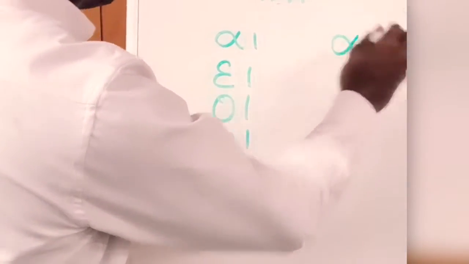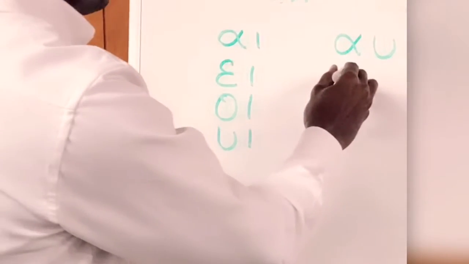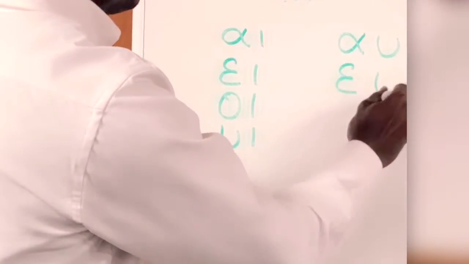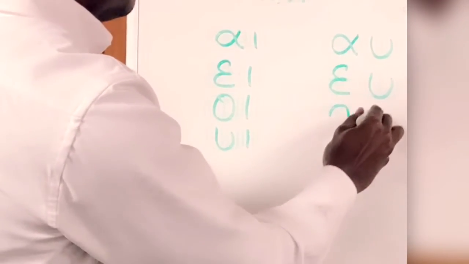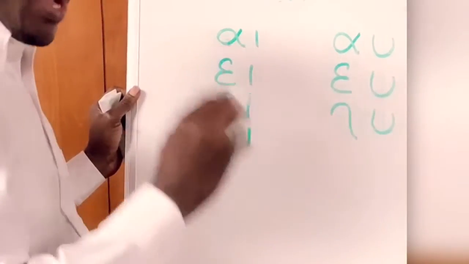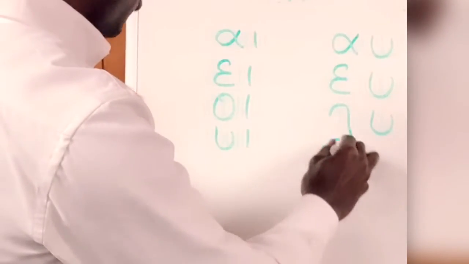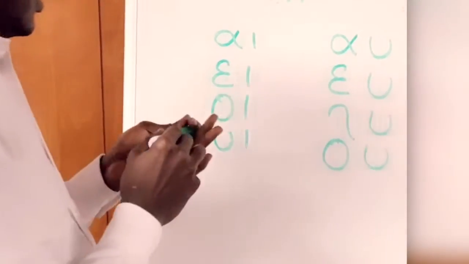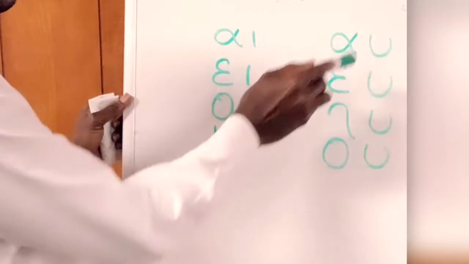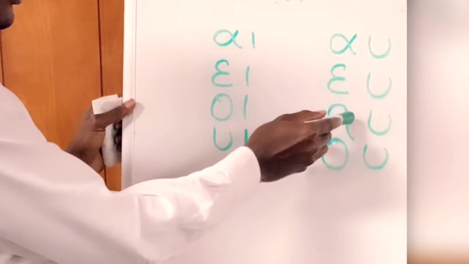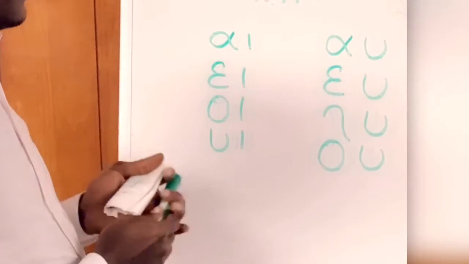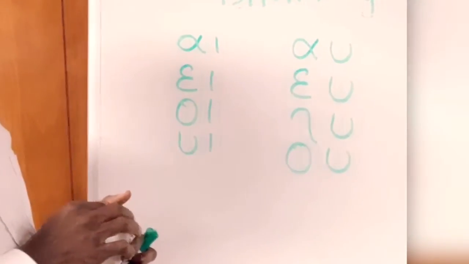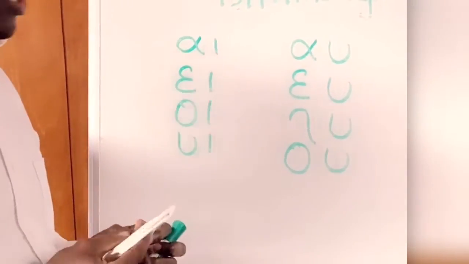Then other forms of diphthongs are formed by adding upsilon to other vowels. Alpha, upsilon. We have epsilon, upsilon. We have eta, upsilon. Then we have omicron, upsilon. As au, eu, eu, ou. All right, these are the 8 diphthongs in Greek.